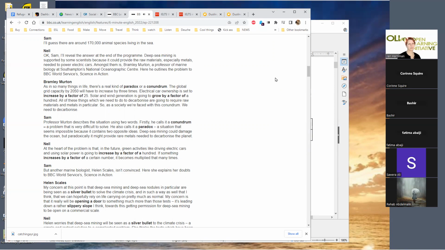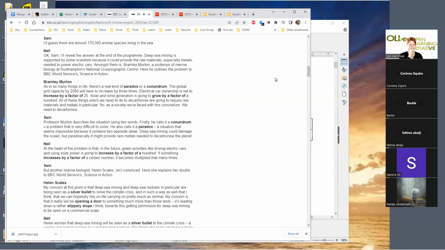Deep sea mining is supported by some scientists because it could provide the raw materials, especially metals, needed to power electric cars. Amongst them is Bramley Merton, a professor of marine biology at Southampton's National Oceanographic Centre. Here he outlines the problem to BBC World Service's Science in Action. As in so many things in life, there's a real kind of paradox or a conundrum. The global grid capacity by 2050 is going to have to increase by three times. Electrical car ownership is set to increase by a factor of 25. Solar and wind generation is going to grow by a factor of 100. All of these things which we need to do to decarbonize are going to require raw materials and metals in particular. So, you know, as society, we're faced with this conundrum.